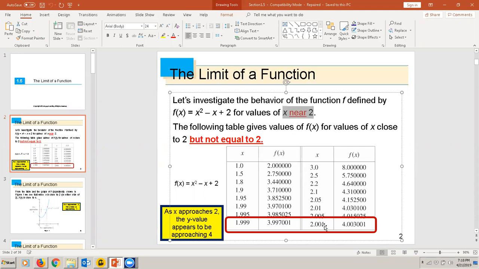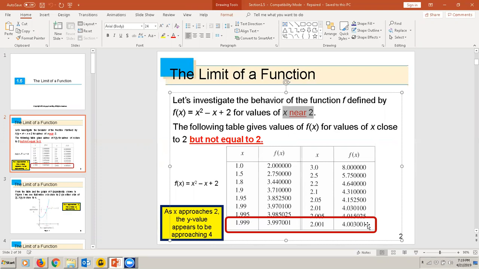Let me look at the y value. What's happening to f of x? By the way, remember, f of x and y are really interchangeable. Sometimes we use y to indicate the value of a function. Other times we'll use f of x. Well, I can see here that the value of f of x, or the y value, is closer and closer to 4. Look, here it is 3.997. What's the value very close to 4? Over here, when x is 2.001, I'm seeing it's 4.003.